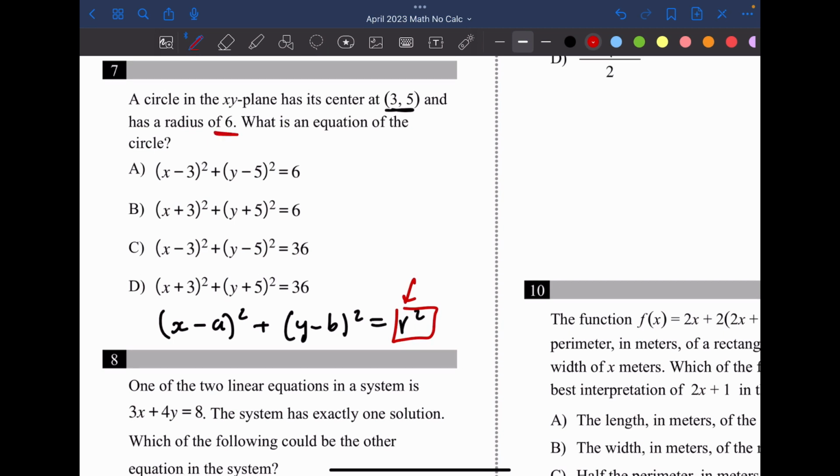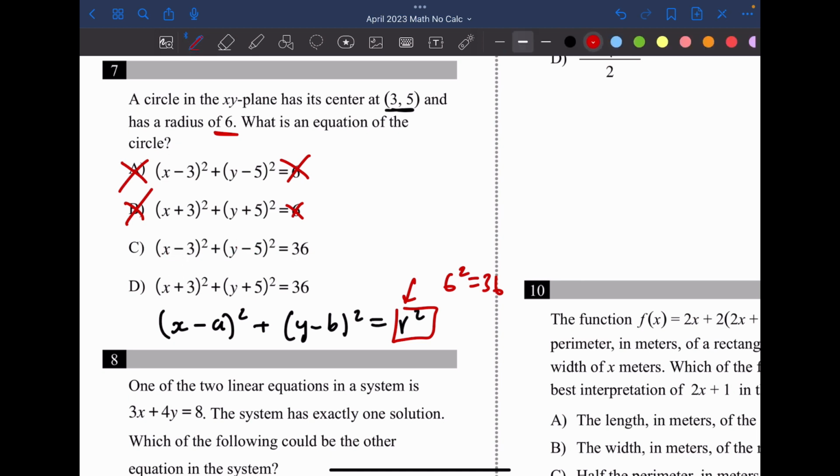So if the radius is 6, we know that this must be equal to 6 squared, which is 36. So this is wrong and this is wrong. That means a and b are already invalid. So that's the first start. And then we need to know if it's either both negatives or both positives.